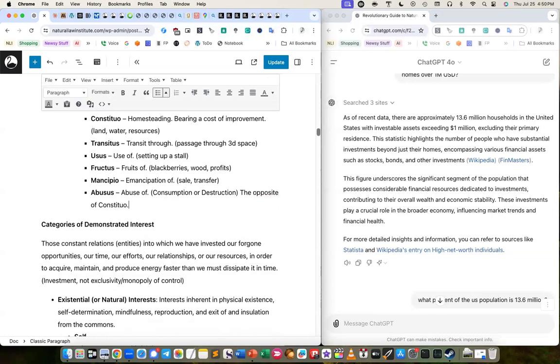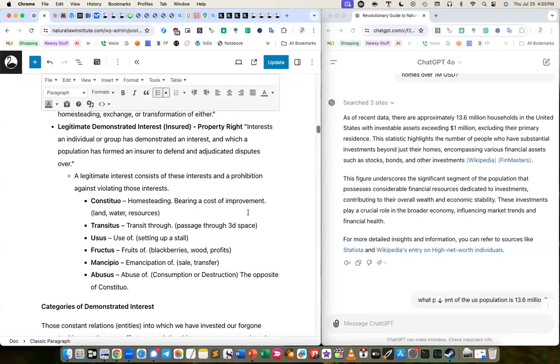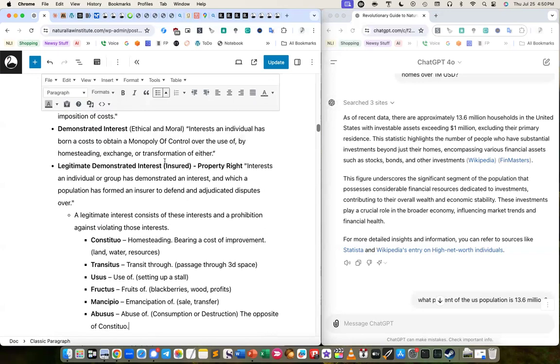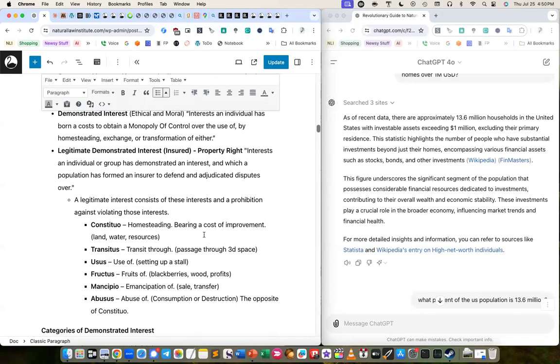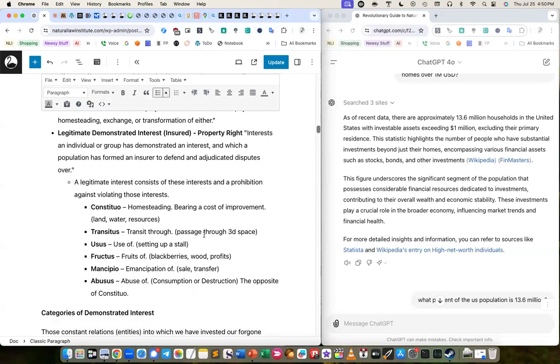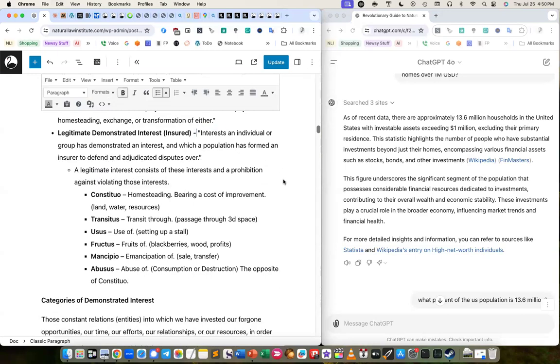These will be property rights. That's a great way of putting it. Right, so we're categorizing these as... I would say this: a legitimate interest consists of these things. Property rights include this list, right? I would put that in the next little indent.